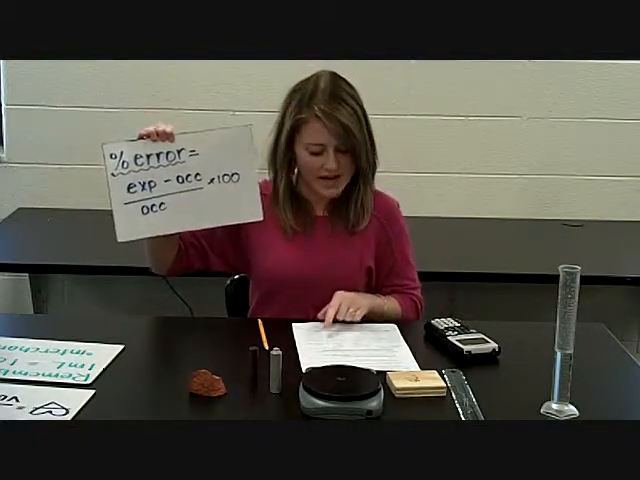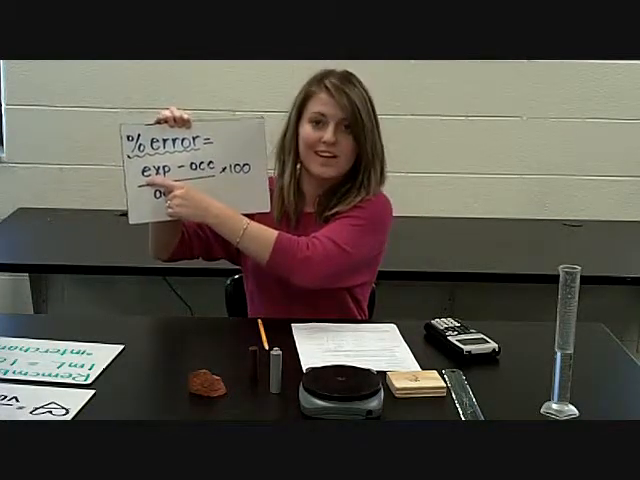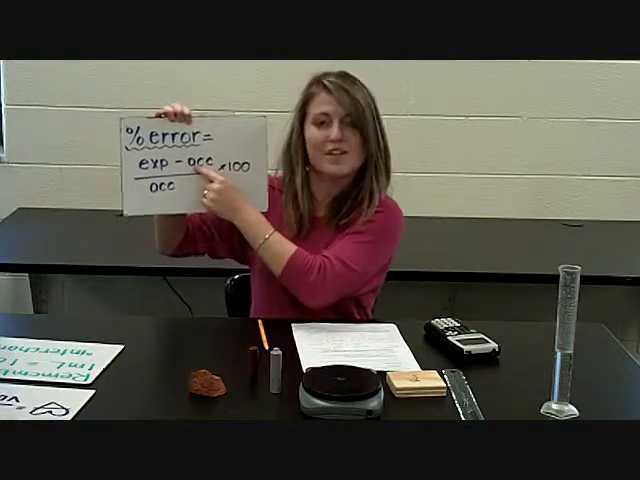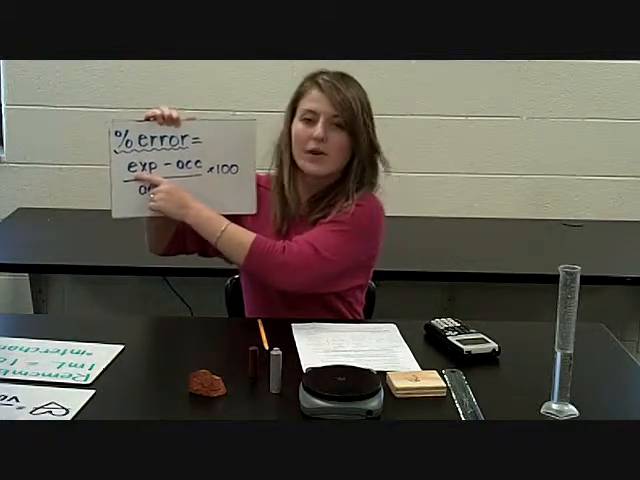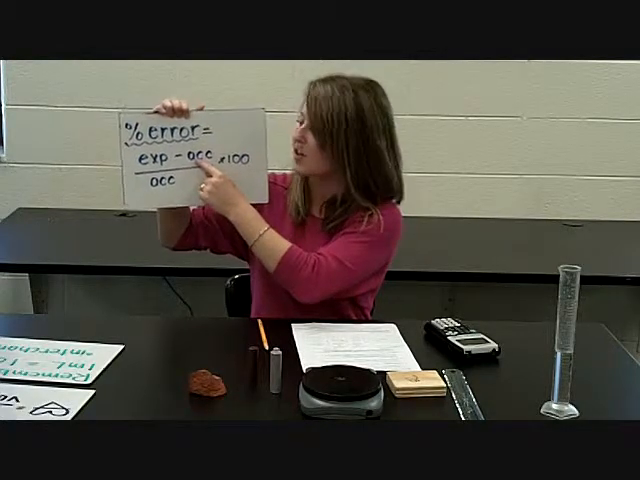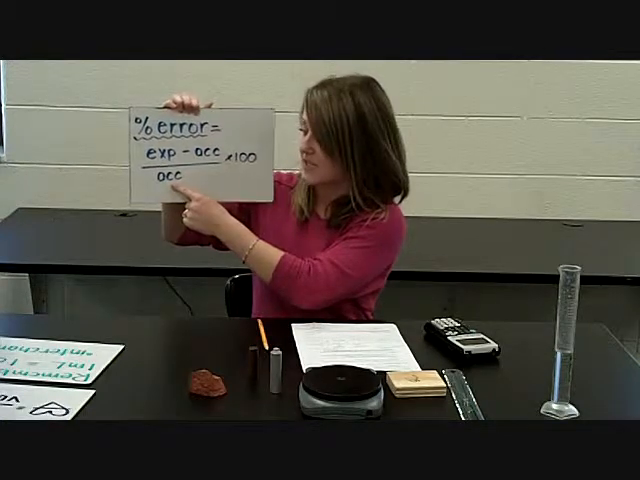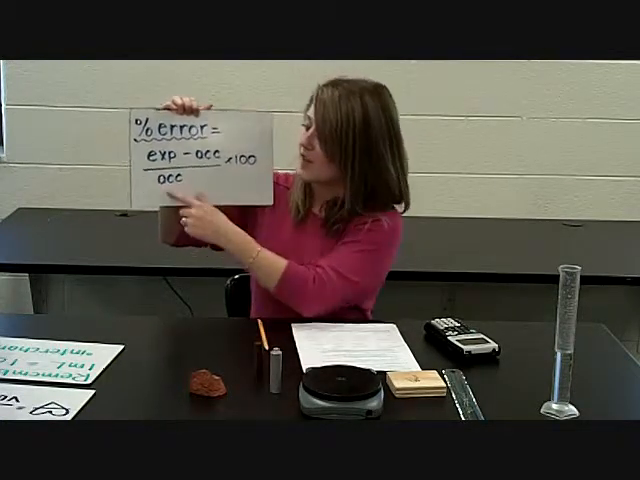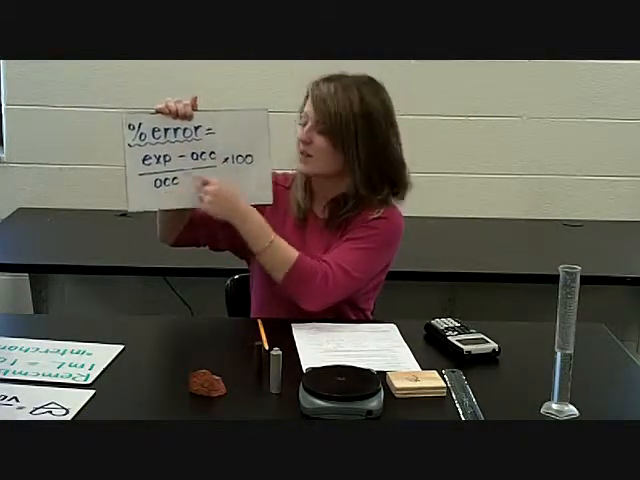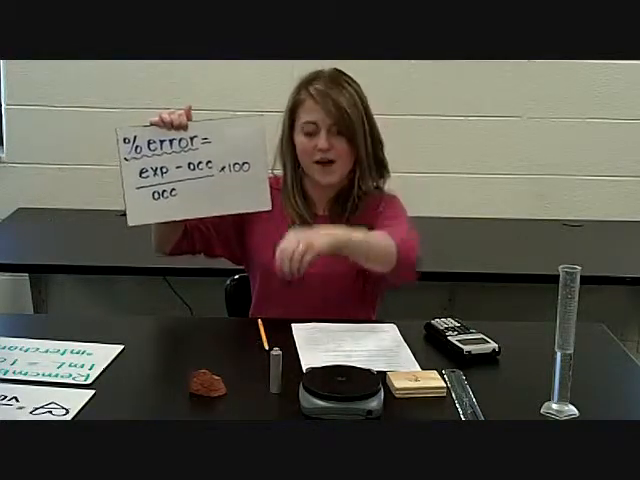In our case, we got 1.32 grams as our experimental value. Luckily, the accepted value is also 1.32 grams per centimeter cubed. So if you take 1.32 grams per centimeter cubed and subtract 1.32 grams per centimeter cubed, you get 0. 0 divided by the actual value of density for the plastic rod, which is 1.32 grams per centimeter cubed. 0 divided by any number is 0. Times 100 will give you 0% error, meaning we found the density of this rod perfectly.